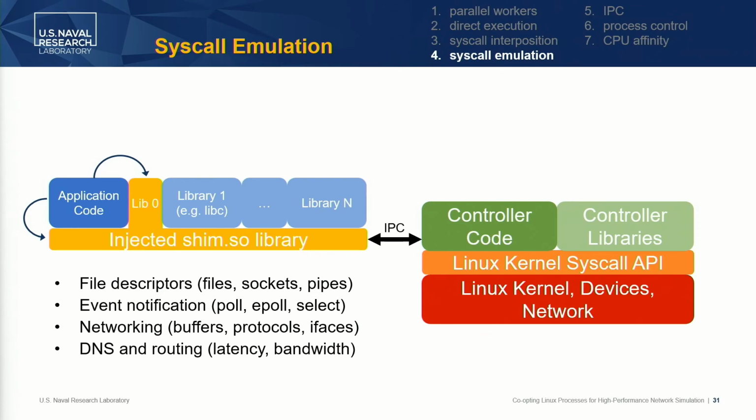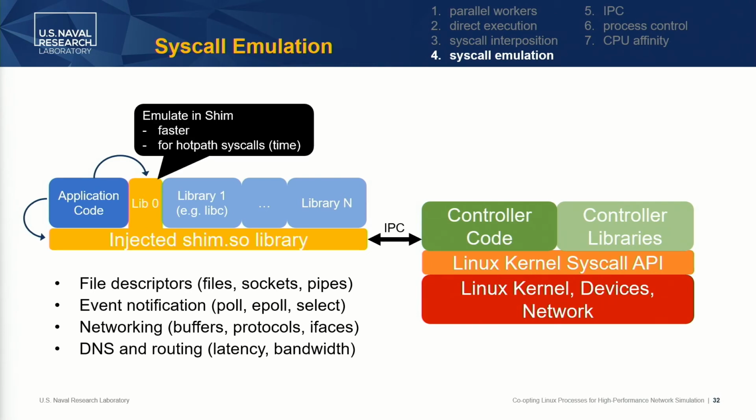So next, once we have intercepted all of the library calls and system calls into the shim, we then emulate those functionalities by sending those over the IPC channel to the controller process, which can then emulate the Linux kernel behavior. So we emulate things like file descriptors, files, sockets, and pipes, event notification, poll, epoll, select, networking, buffers and protocols, DNS, and routing.